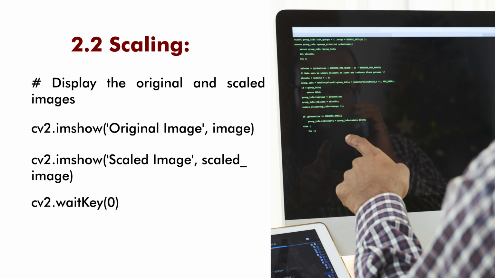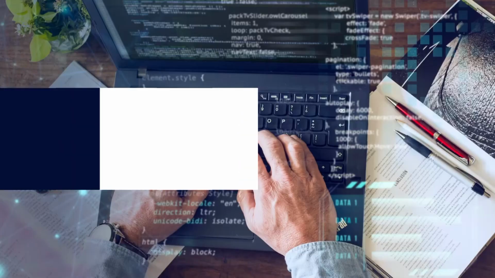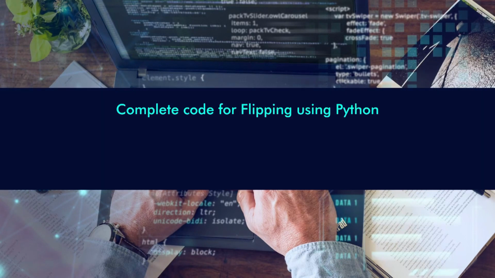In this example, you can modify the scale factor x and scale factor y variables to control how much the image is scaled along the horizontal and vertical axis, respectively. Keep in mind that using values greater than 1 will enlarge the image and values less than 1 will shrink it. Flipping. Flipping is a type of geometric transformation that mirrors an image along a specified axis. We can use the cv2.flip function to perform flipping. Complete code for flipping using Python.